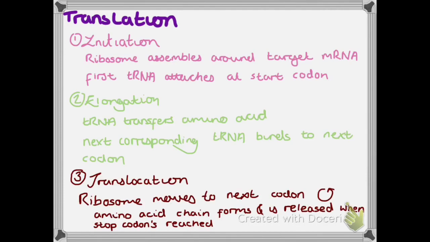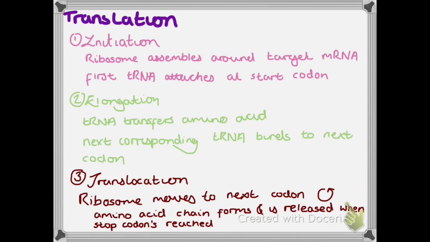So you've got 3 steps in this translation of the mRNA. Your first one being initiation, which is when the ribosome assembles around the mRNA and the tRNA attaches to the start codon. Your tRNA has a complementary anticodon to the mRNA, and I'll go over the structure of the tRNA in a minute. Your next stage is elongation.